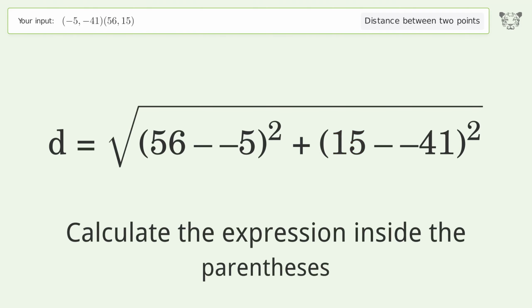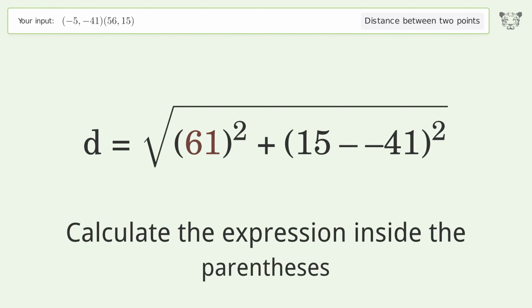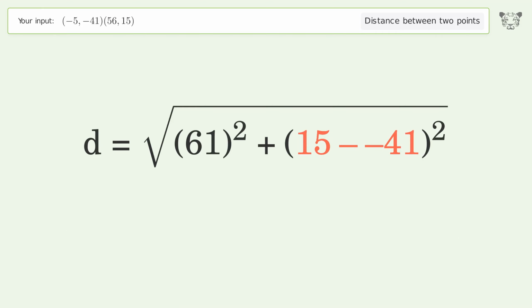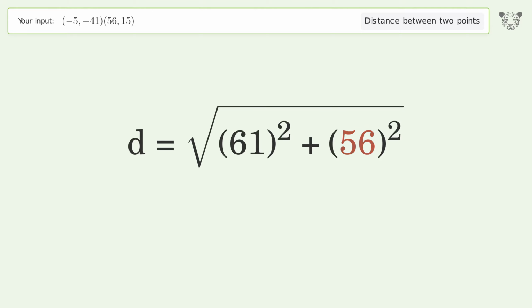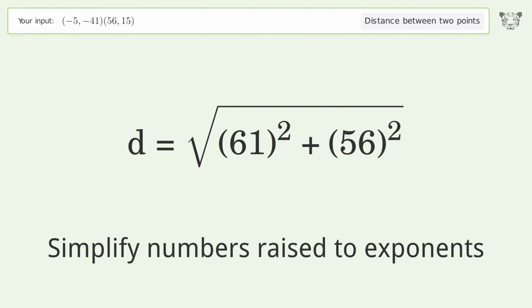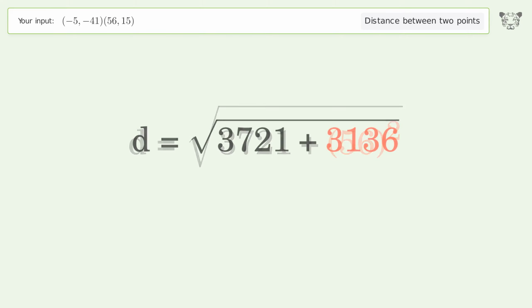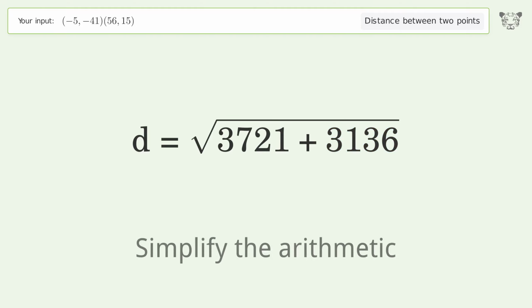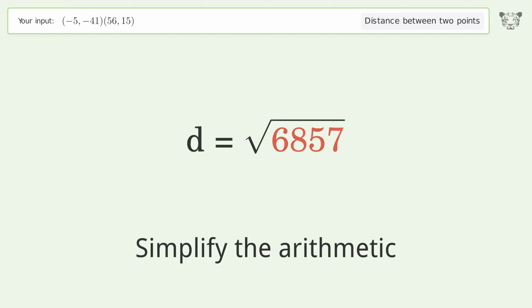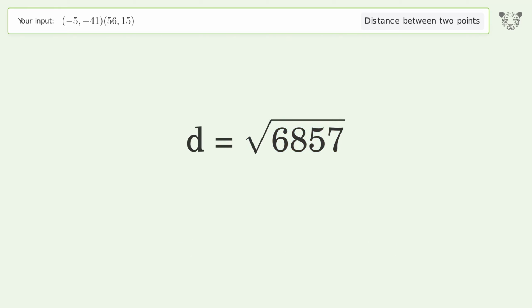Calculate the expression inside the parentheses. Simplify numbers raised to exponents. Simplify the arithmetic. And so the distance between the 2 points is the square root of 6,857, or 82.807.